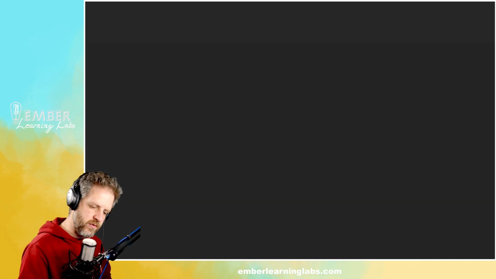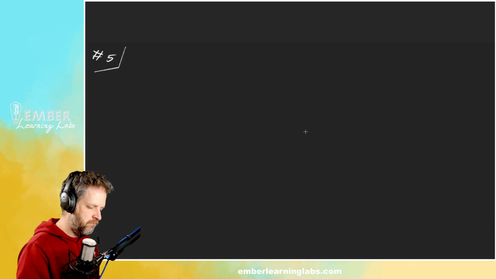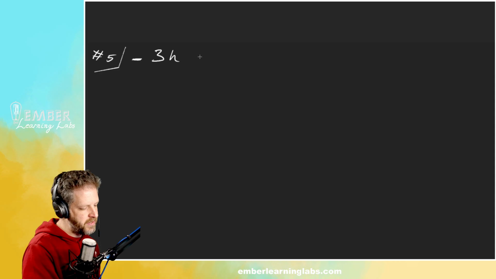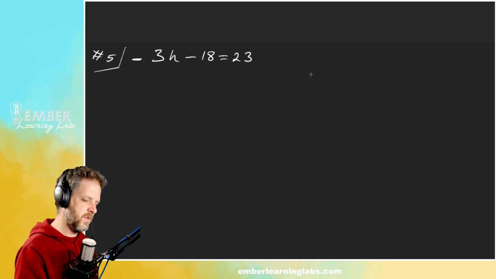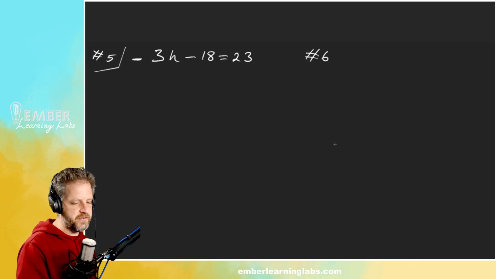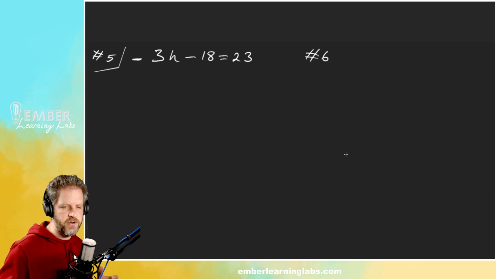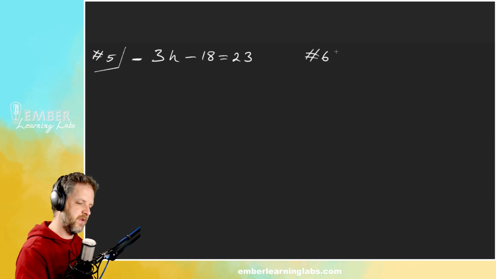All right. So number 5 is -3h minus 18 equals 23. And number 6. This is GP. Yeah, these are still GPs. We're going to do some examples after this of some more 2 steps, but that are set up a little bit different.